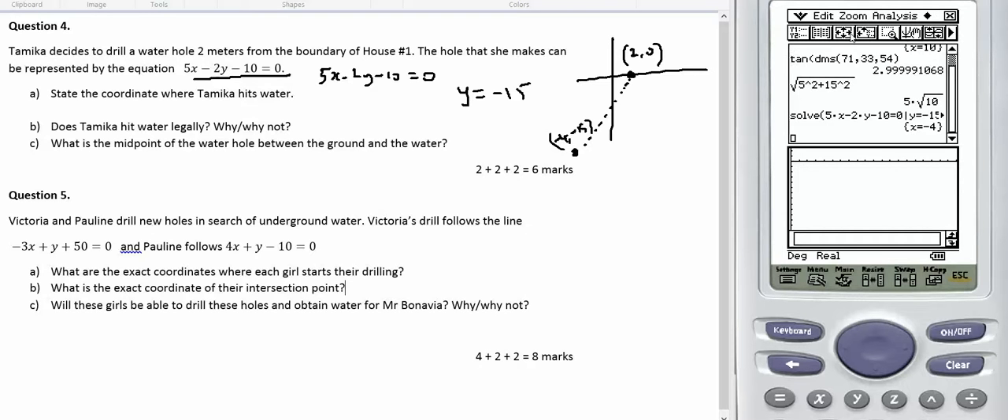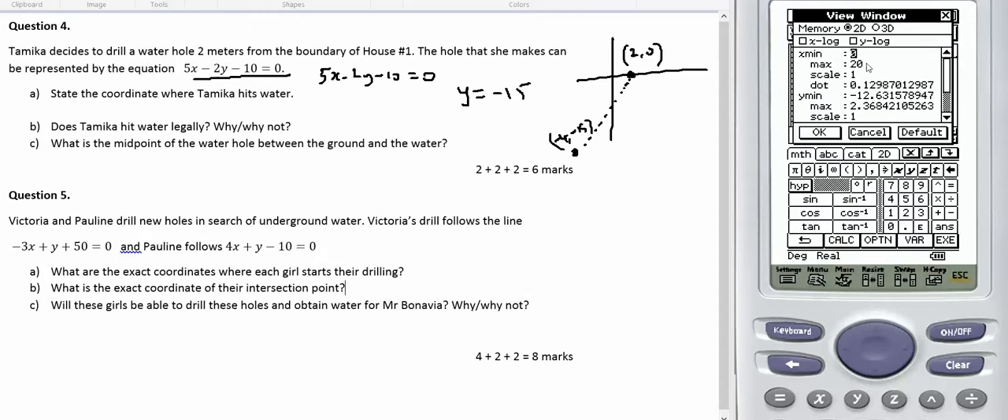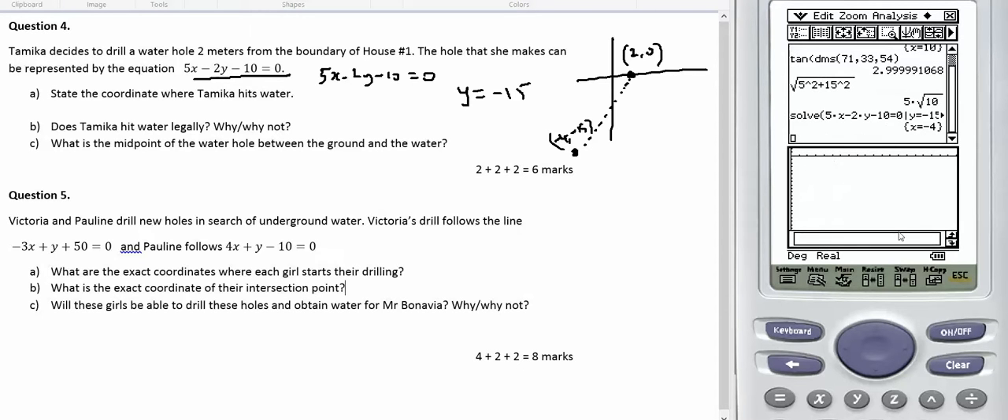I might just double check that the graph is the same. So if I go to my window, 0 to 20, that makes a bit of sense. Minimum y, the water's down at -15, so I might go to -20. And the maximum I'll put at 2. So that sort of represents under the house on the left, under the house on the right. And if I go up here and select the equation, drag and drop, I can see that Tamika is drilling down, and she's going to be getting down to -15.